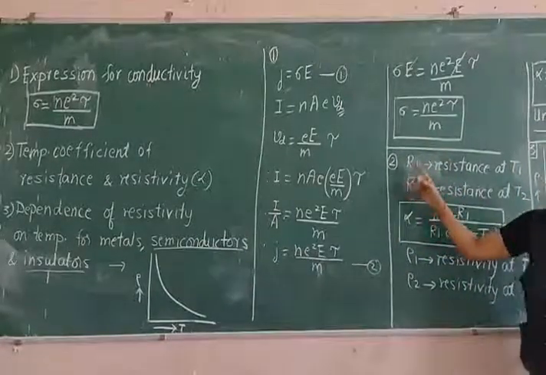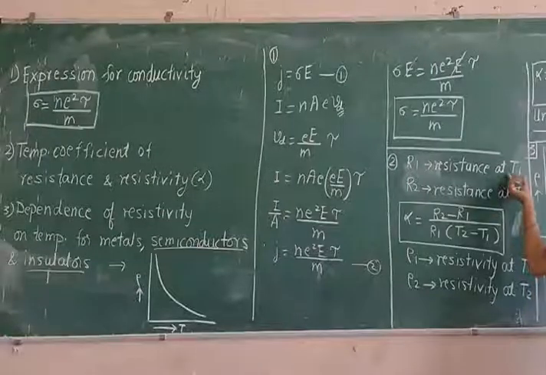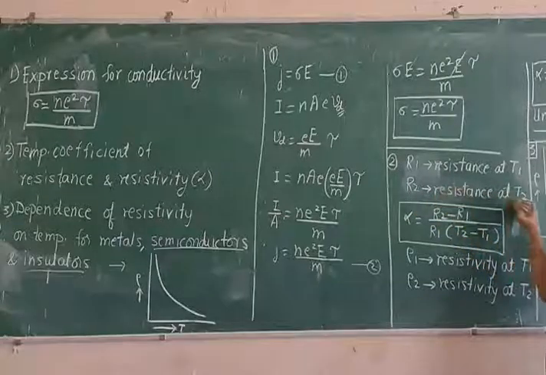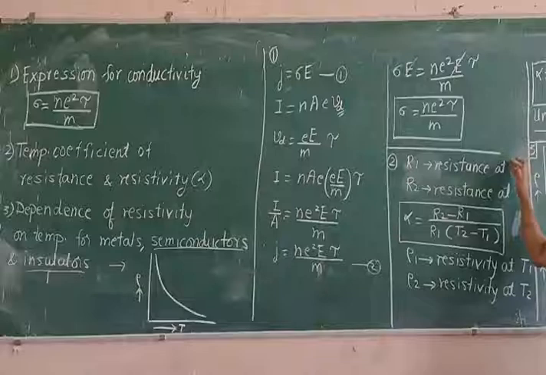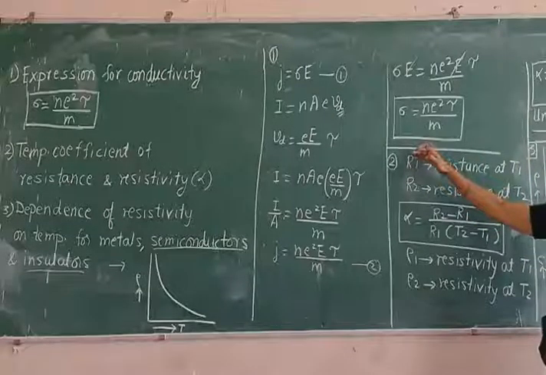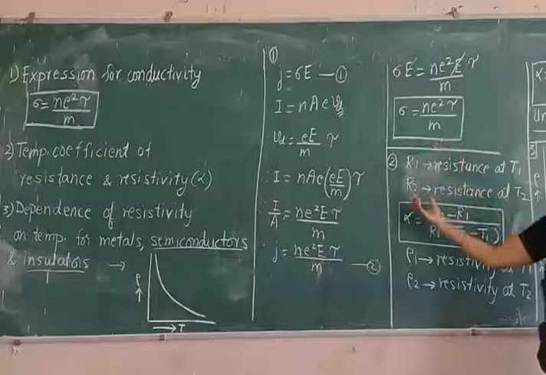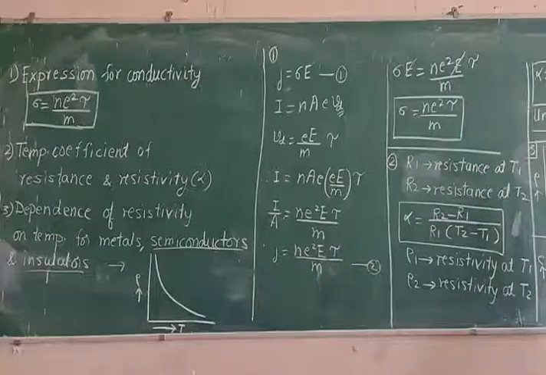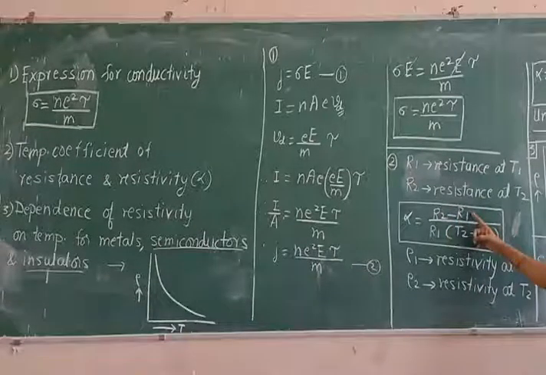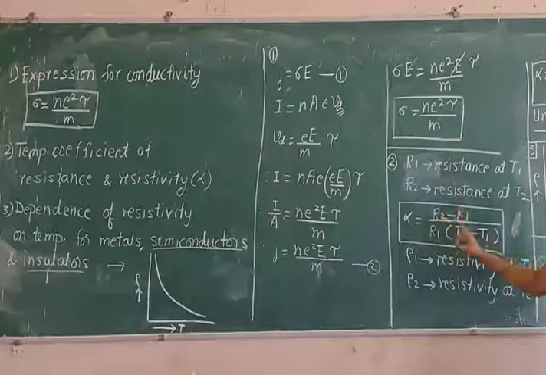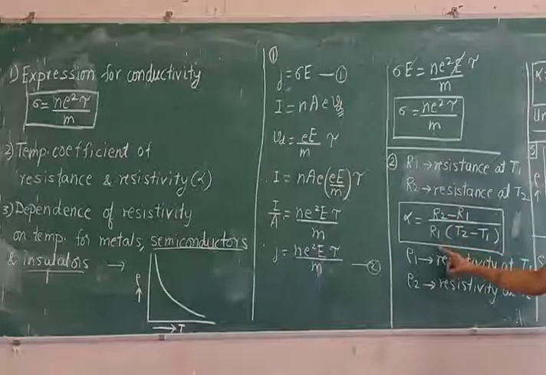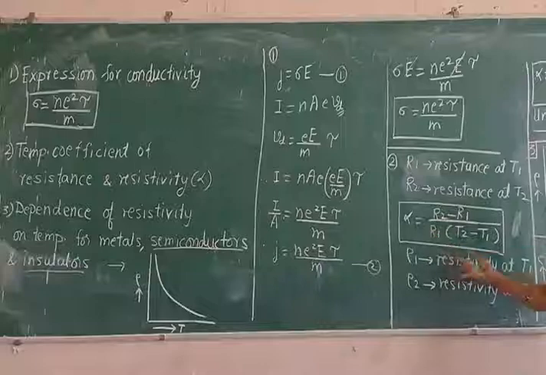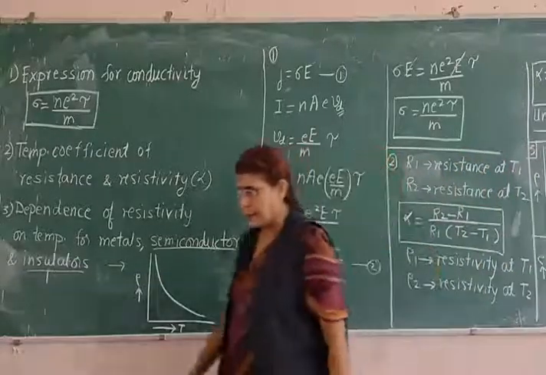Let us say R1 is the resistance of a conductor at absolute temperature T1. R2 is the resistance of the same conductor at temperature T2. Because resistance depends upon temperature, R2 will be different from R1. R1 is your original resistance and R2 is the new resistance. Now we define alpha, the temperature coefficient of resistance, as R2 minus R1, that is the change in resistance, divided by R1, your original resistance, and T2 minus T1 is the change in temperature. So this is the definition of alpha. So how do you define alpha? Let us put it in words.